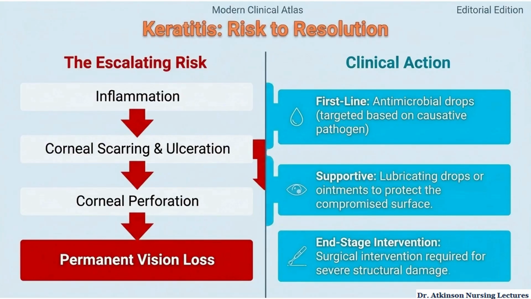The escalating risk ladder of untreated keratitis tells you why you take this seriously. Inflammation starts the cascade. If not adequately treated, you get corneal scarring and ulceration. The scarring impairs transparency and reduces vision. Ulceration can progress to corneal perforation. The cornea literally develops a hole.